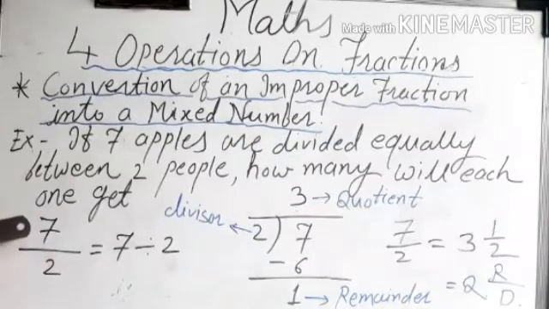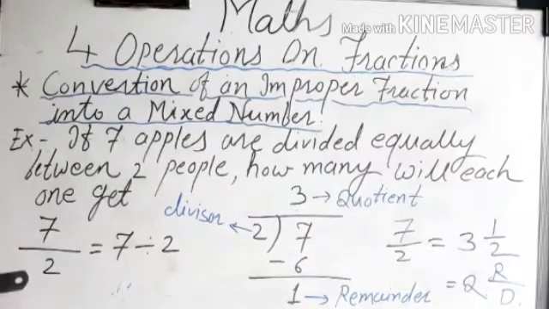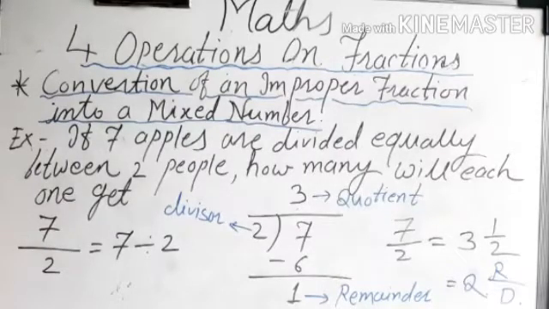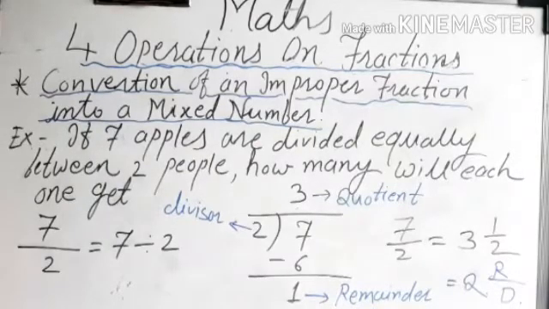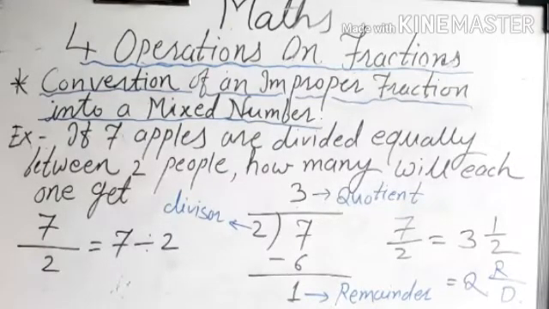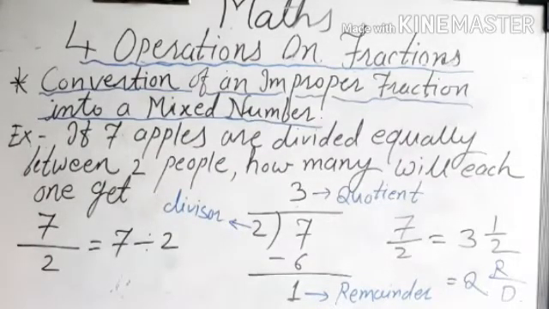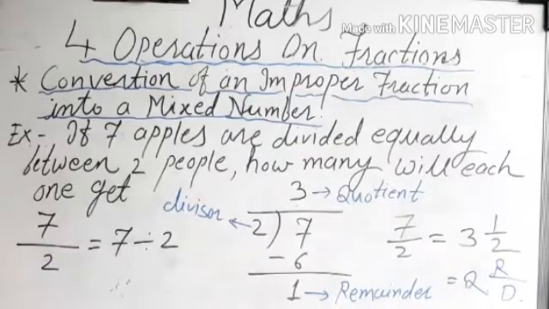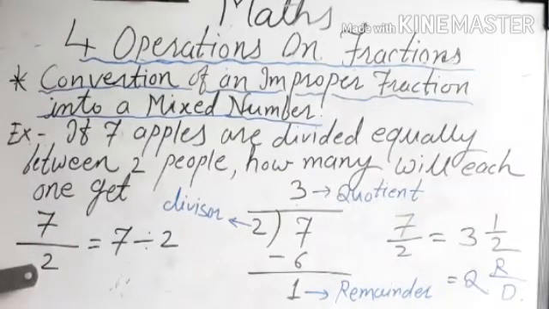But 7 is not fully divisible by 2, because 7 is not there in the table of 2. If I say 2 apples you have to divide among the two people, then easily you can say yes, one apple each one will get. If 6 apples you have to divide among 2 children, then each child will get how many apples? 2 3s are 6, means 6 divided by 2 is 3. So if the numbers are divisible by such a number, then it is easy.